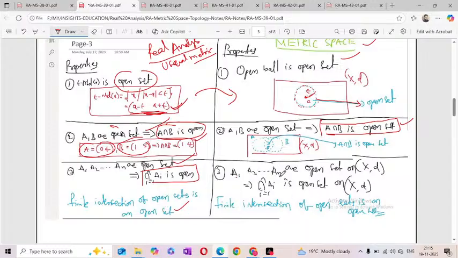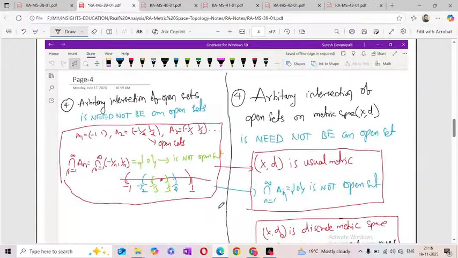Suppose A1 up to An are open sets on the metric space (X, d). The finite intersection of A1 up to An is again an open set. That means the finite intersection of open sets is again an open set. Okay, that is the third one. Next one, come to the fourth one.